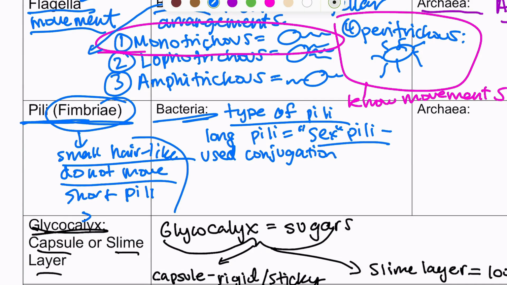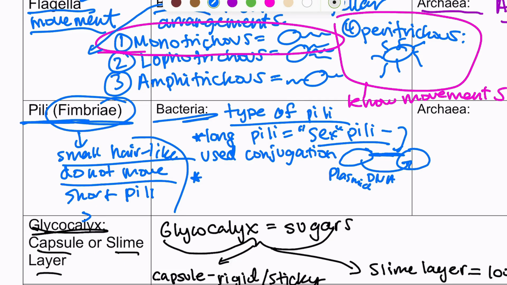Bacterial conjugation is when it uses the pilus, the two bacteria are brought close together by the sex pili, and then it's able to transfer the DNA, plasmid DNA, once they get close. But without the pilus, they wouldn't be able to transfer in this way.